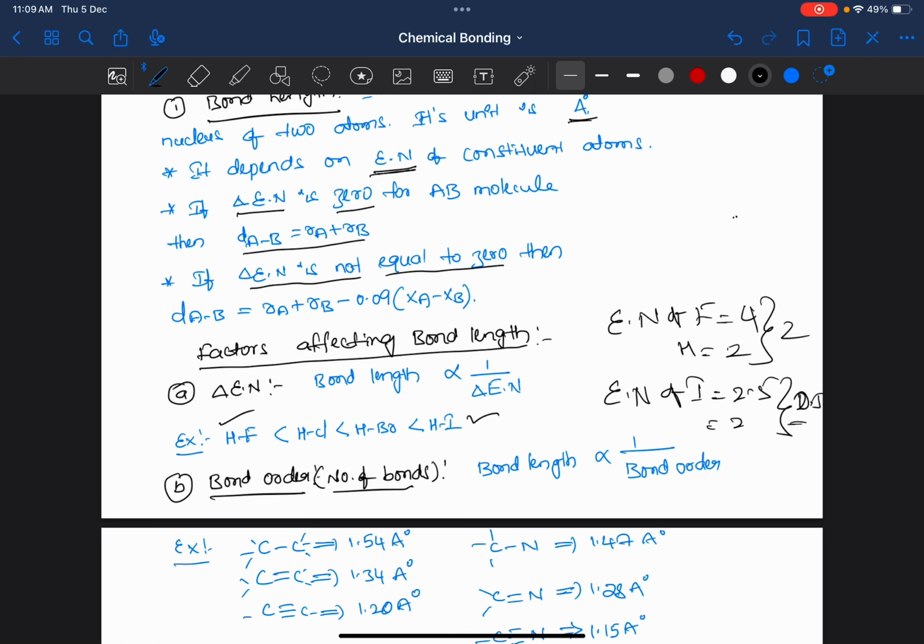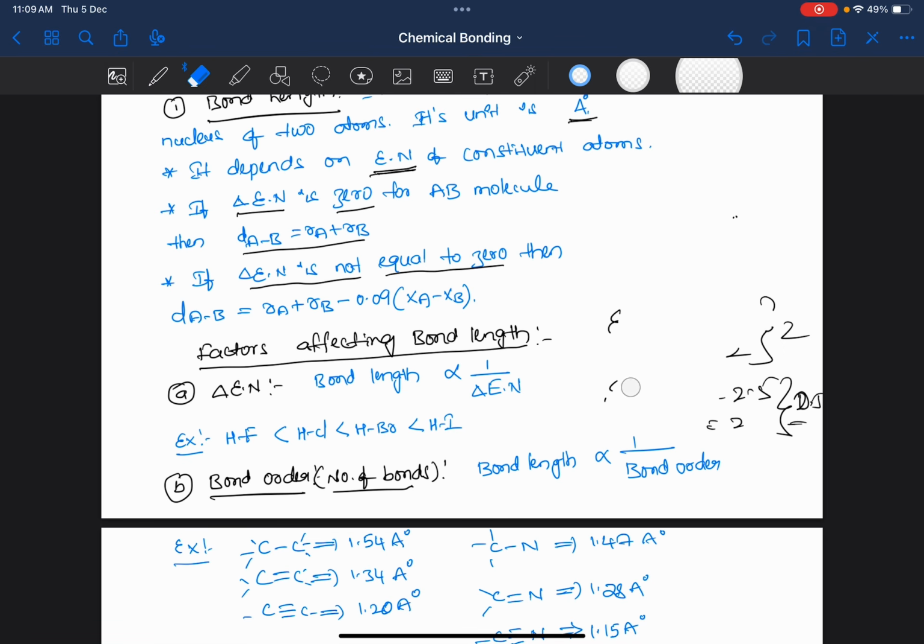These are inversely related to each other. I have given the electronegativity values also. Therefore, the electronegativity difference is more in HF, and its bond length is less. So this is one of the factors. Like this, bond length is explained.